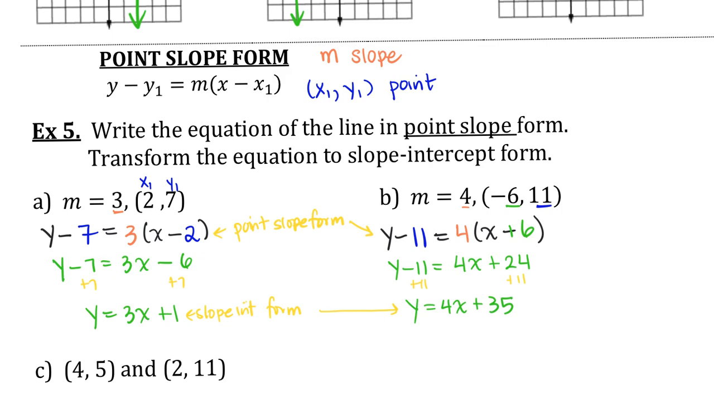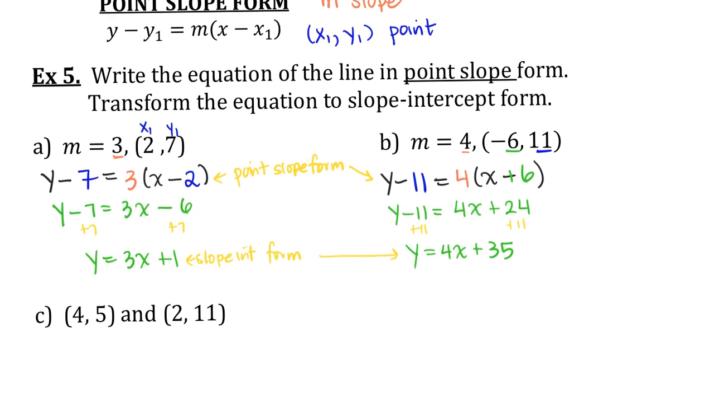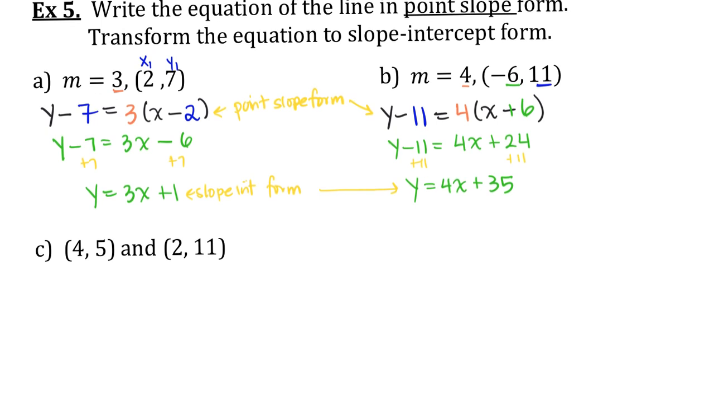One more. Okay, C, 4, 5, and 2, 11. Is this point-slope form? What did they not give me? They gave me 2 points and no slope. We need to find the slope ourselves. It's been a minute, but we can do it. Slope is rise over run, or you learned it was y2 minus y1 over x2 minus x1.